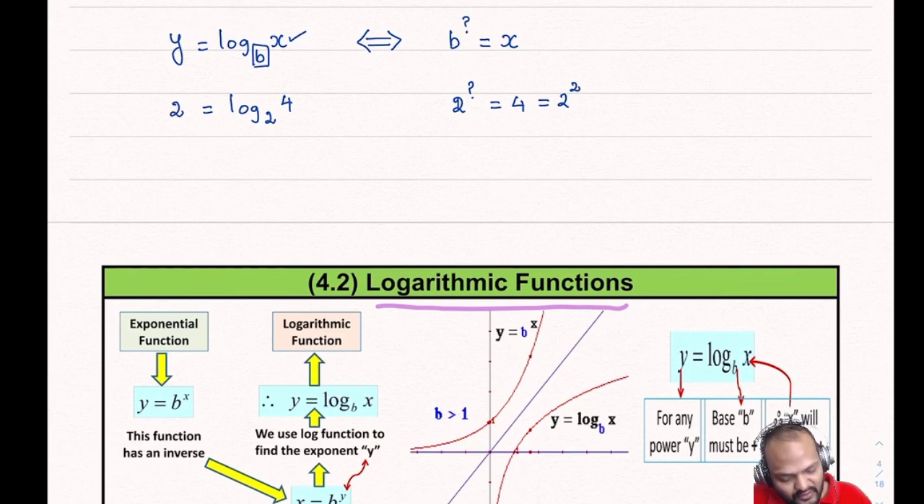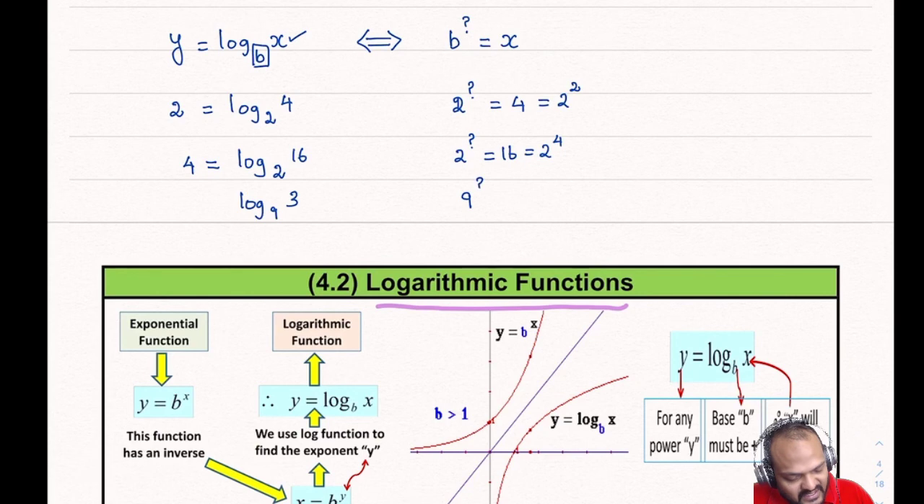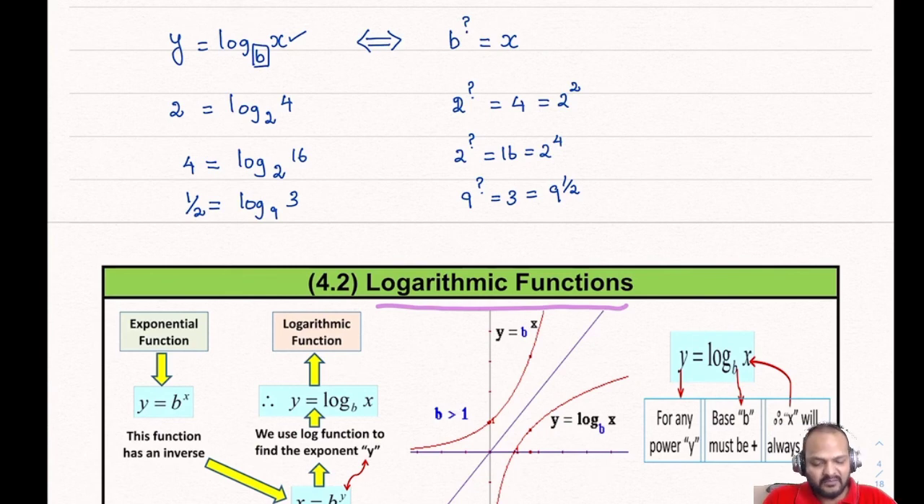So if I ask you the following question, what is the log of 16 base 2? The question is, what is the power of 2 that will give me 16? You know that 2 to the 4 is 16, so the answer would be 4. If I ask you, what is the log of 3 base 9? Again, the question is, what is the power of the base, which is 9, that will give me 3? You would know that the square root of 9, which is 9 to the 1/2, and so therefore the answer would be 1/2. So this is the basic understanding, the basic definition, the basic concept of the logarithmic function.